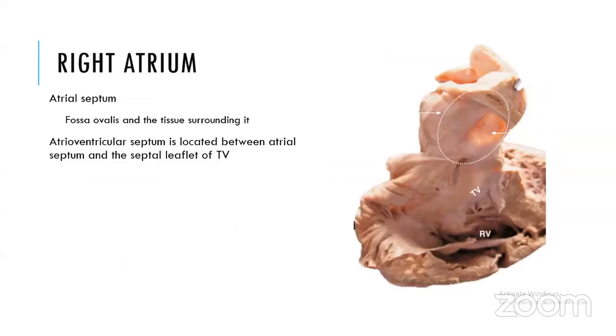So the atrial septum is the fossa ovalis and the tissue surrounding it. There is also the atrioventricular septum between the atrial septum and the septal leaflet of the tricuspid valve here. It separates the right atrium from the left ventricle of the heart.